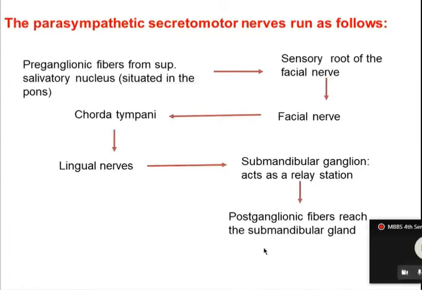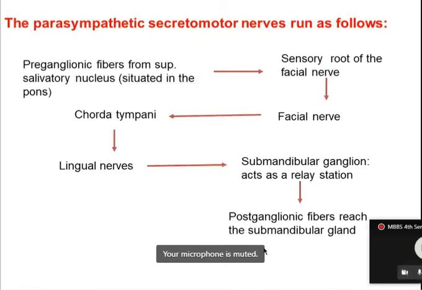So preganglionic fibers from the superior salivary nucleus pass through the facial nerve, through the chorda tympani nerve, through the lingual nerve, and relay in the submandibular ganglion, and the postganglionic fibers supply the gland for the secretomotor secretion or secretion of the gland. So try to practice this flow chart for exam purpose.